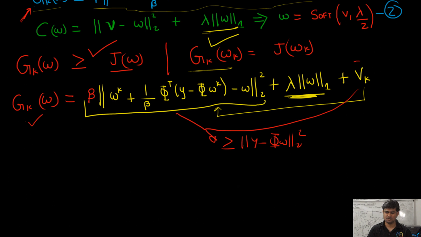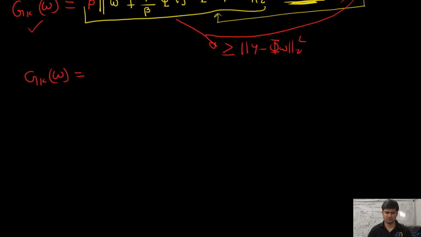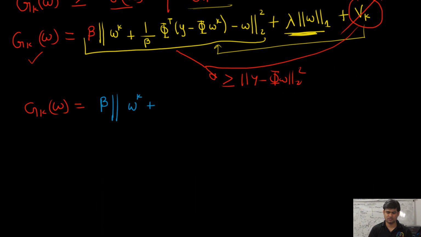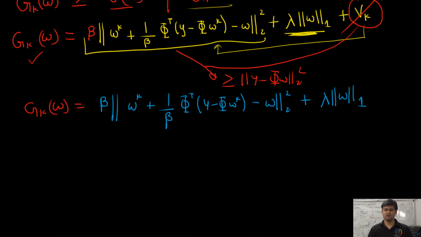Since this term doesn't depend on w, we can just ignore it from our function. And then we get the resulting function for the majorization minimization algorithm as simply gk of w is equal to beta times norm of w minus wk, plus 1 over beta times phi transpose y minus phi times wk, minus w, plus lambda times the L1 norm of w. This term is constant, so we just ignored it over here.